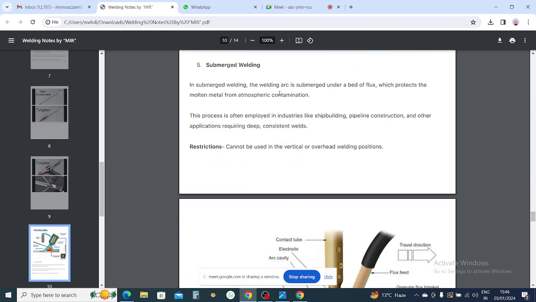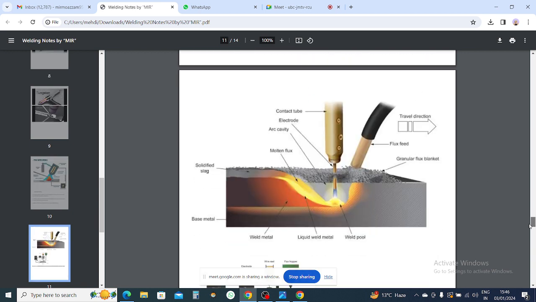Next is submerged welding. What is submerged welding? This is the picture of submerged welding. In this welding, we use a granular flux blanket to protect from oxidation. In MIG and TIG we use gas, and in metal arc welding we do not use gas; there we use flux that is coated on the electrodes. But in submerged welding we use a granular flux blanket, like small balls.